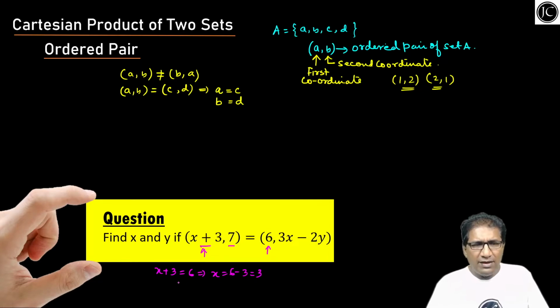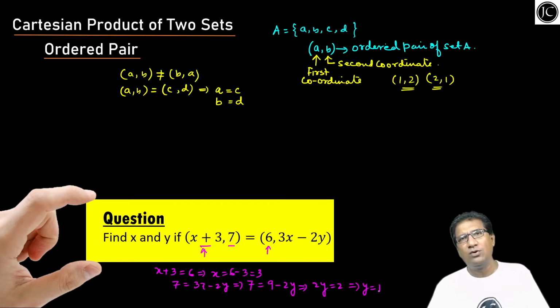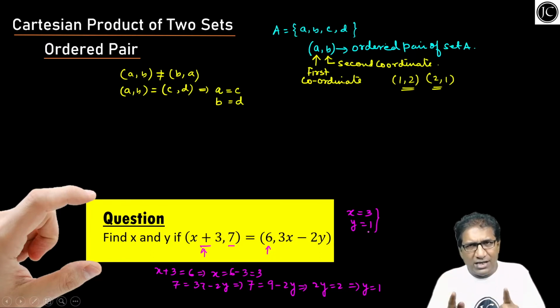And number 2, 7 will be equal to 3x minus 2y. Therefore, if we replace x, we are going to have 7 equals 9 minus 2y. That implies 2y equals 2. मतलब क्या हुआ? y is equal to 1. मतलब यहां पर क्या आंसर होगा? Your x will be equal to 3 and y will be equal to 1. Is this clear to all of you? Have you understood what is an ordered pair? Ordered pair किसको बोलते हैं?